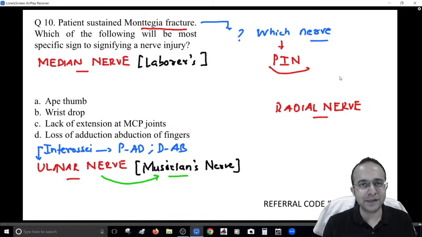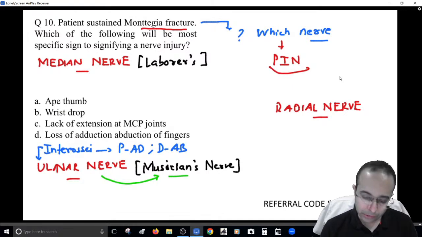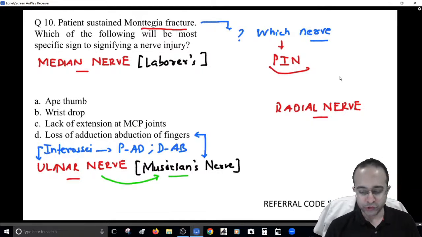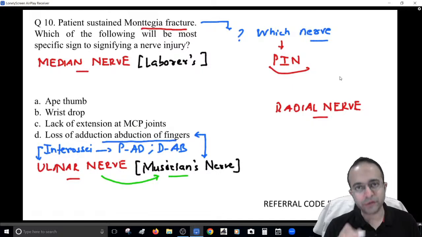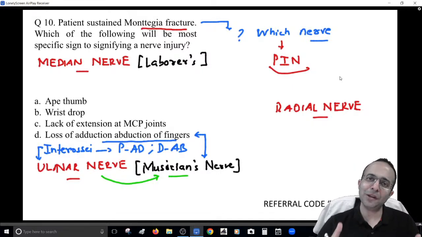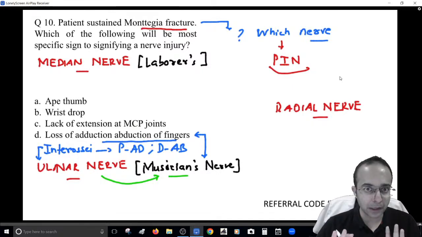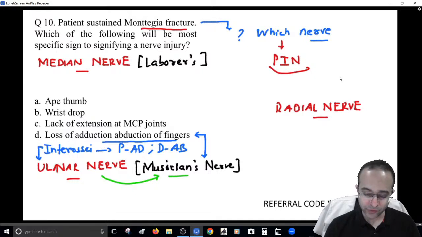So in ulnar nerve paralysis, you get loss of adduction and abduction of the fingers, because the ulnar nerve is called musician's nerve since it takes care of this adduction and abduction of the fingers. Clear with that?